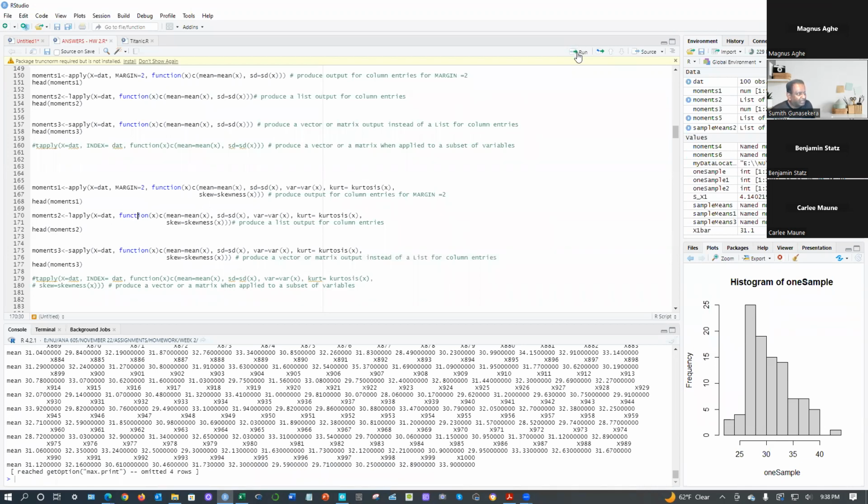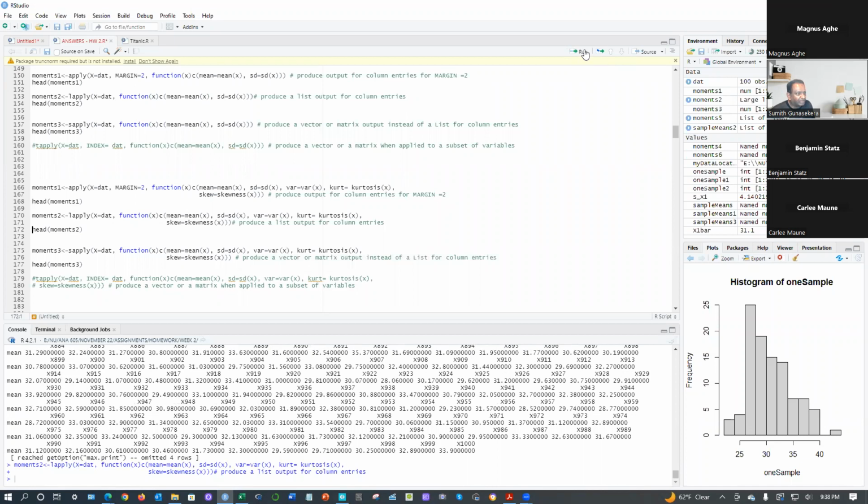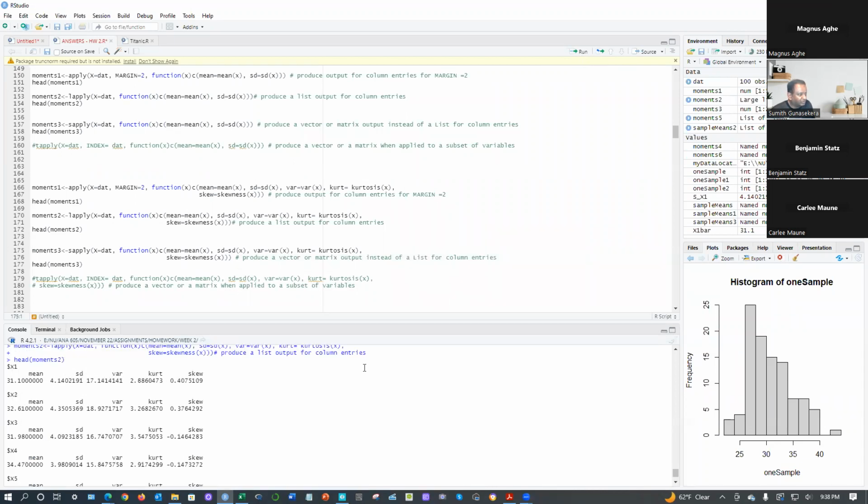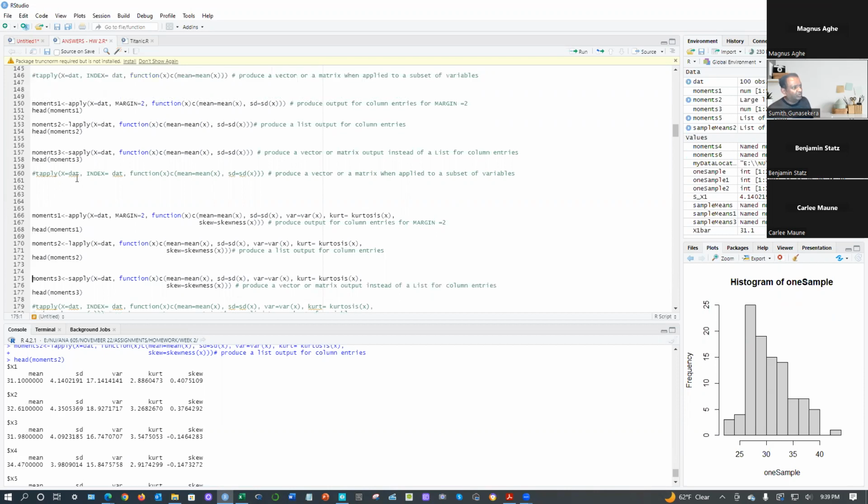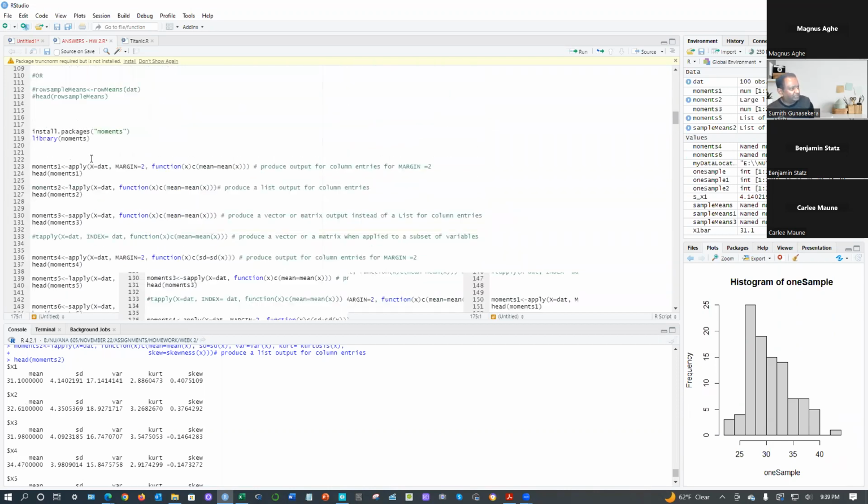With the aid of lapply, can I do that one? Clearly it's going to show. So for the first sample, mean is 31, standard deviation 4, variance is 17, kurtosis is 2.88, skewness is this one. This is in another way: this is the center, the second moment, third moment, fourth moment. In physics they give the same names. That's why we call them moments, and why we are using the moments package.